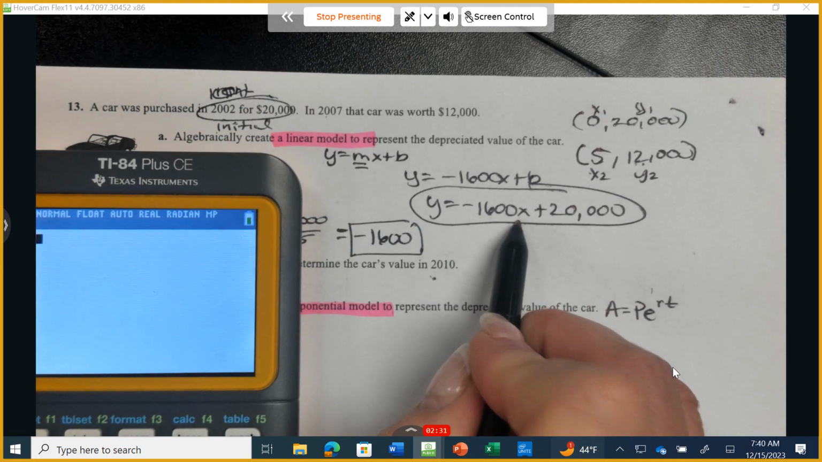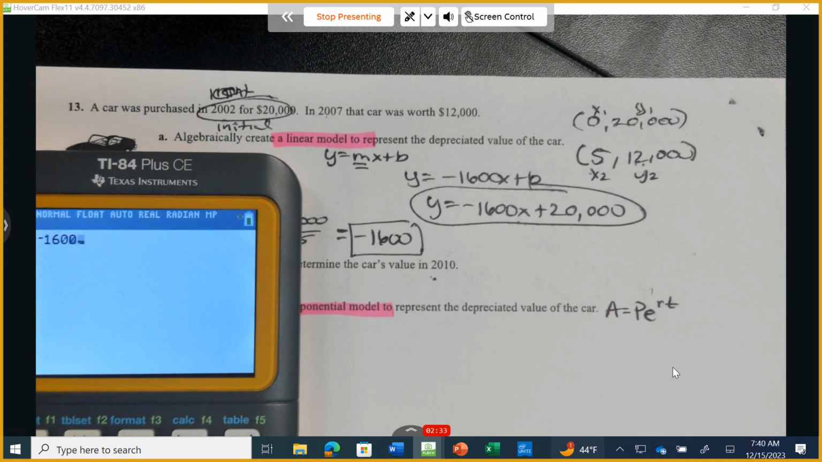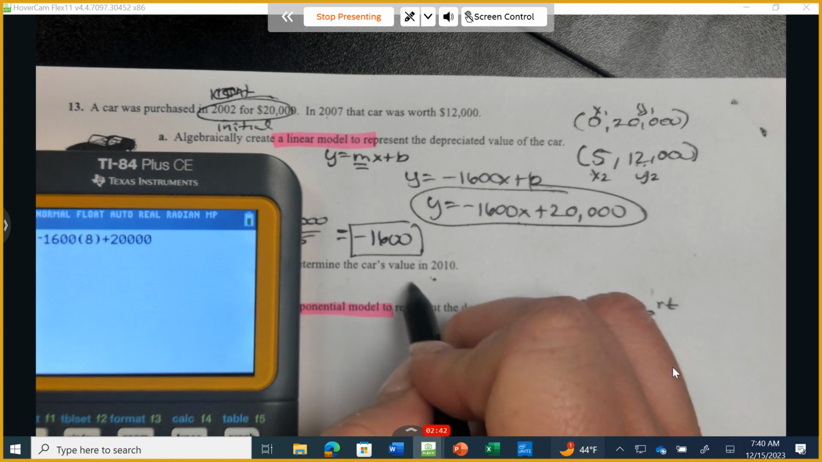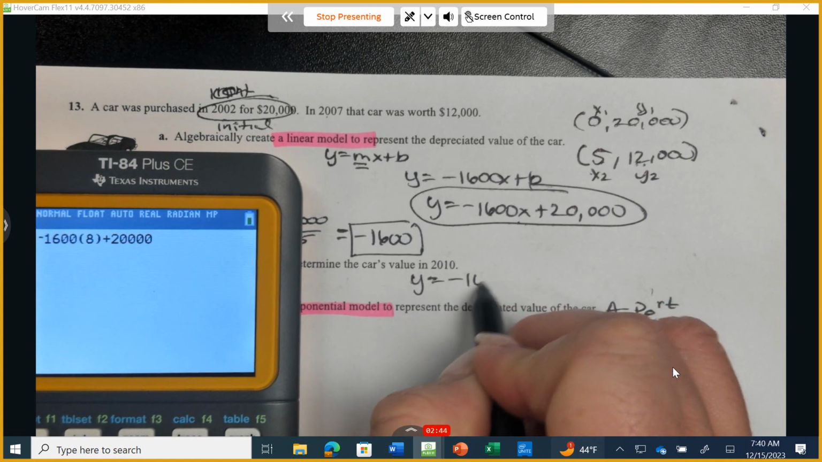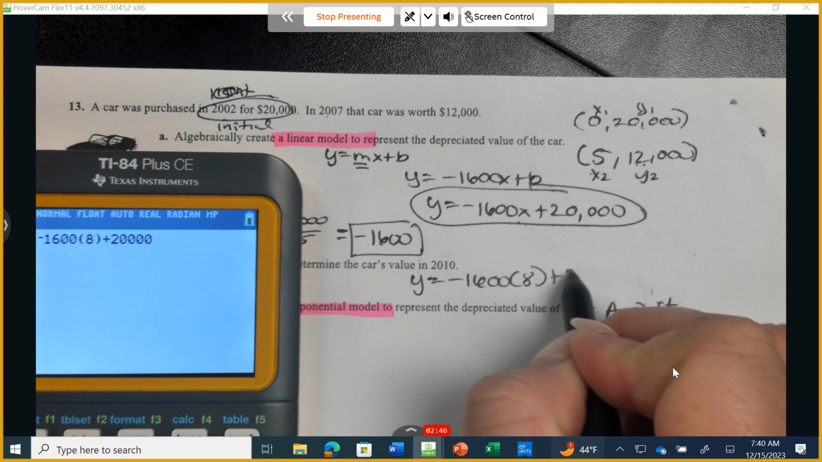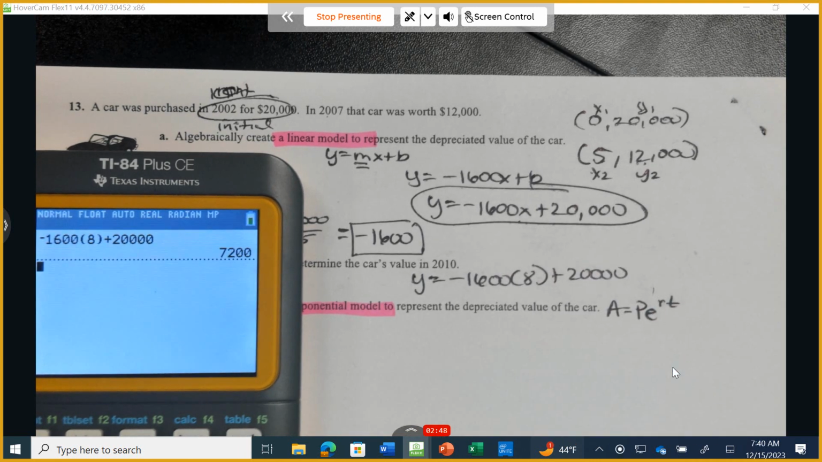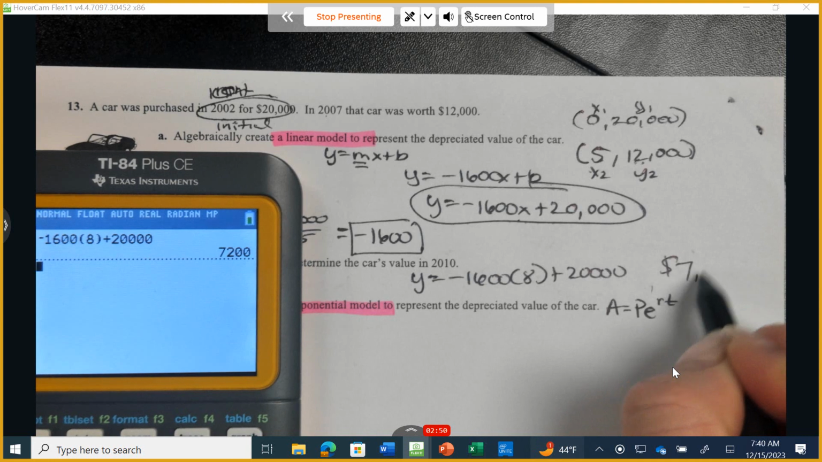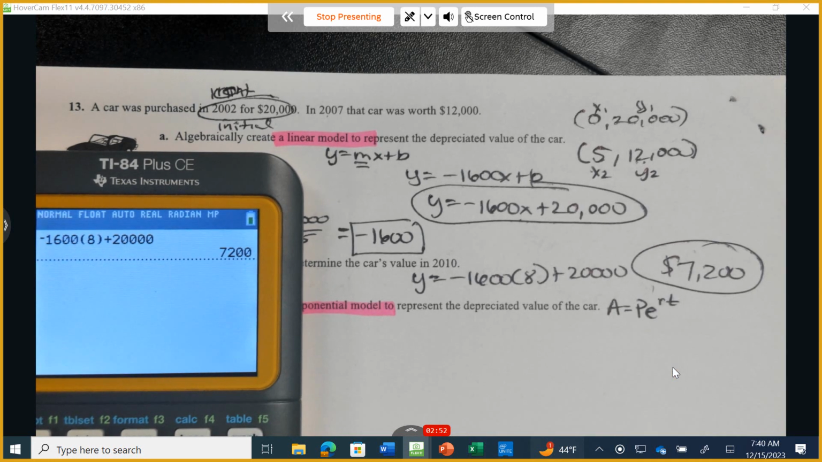Now we're going to use this in order to calculate the value in 2010. So I'm not going to plug in 2010. What t value is associated to 2010? And how did you achieve 8? You are correct. Okay, so my final amount is negative 1,600 times 8 plus 20,000. And I get an answer of 7,200. That's what I believe the value would be.